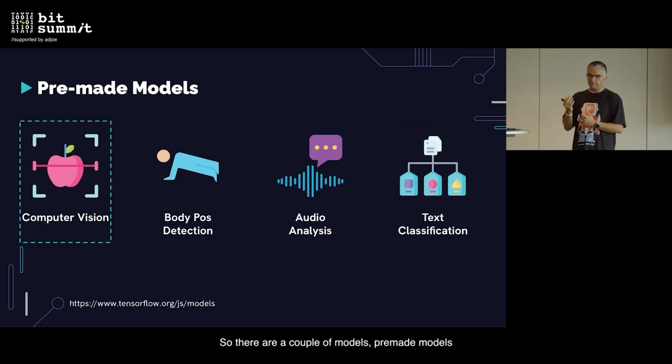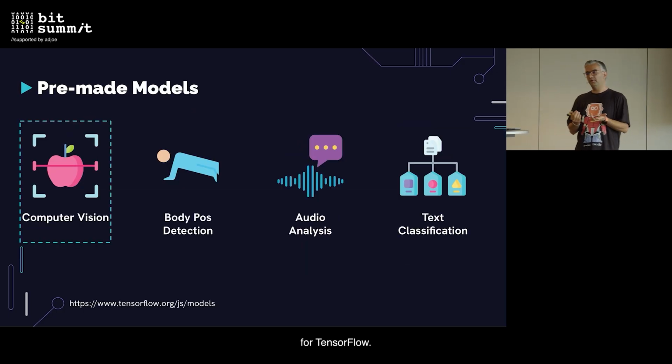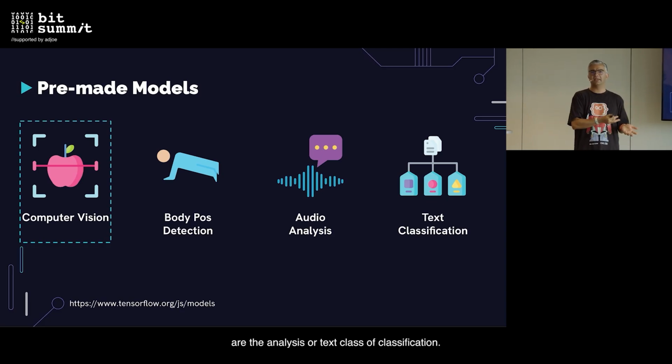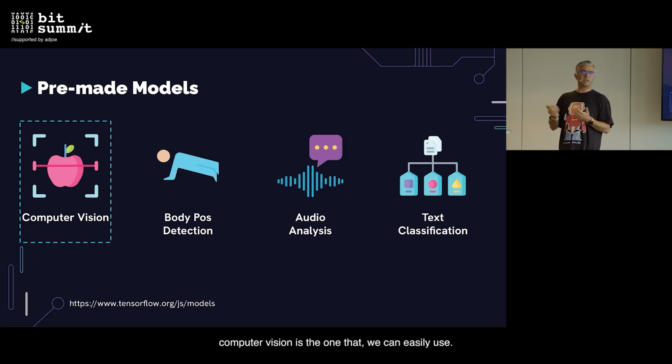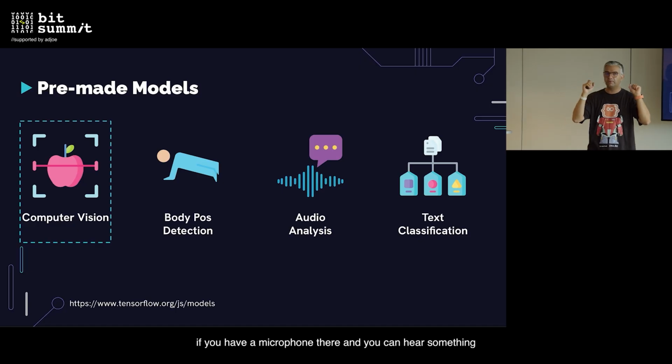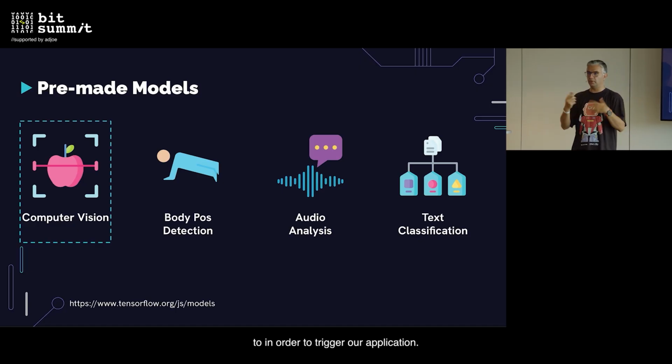So there are a couple of pre-made models for TensorFlow. Computer vision is one of them. Body position detection is one of them. Audio analysis or text classification. All of these could be models that you can use. But in our case, I guess computer vision is the one that we can easily use. And maybe audio analysis would be a case if you have a microphone there and you can hear something coming through the mic in order to trigger our application.